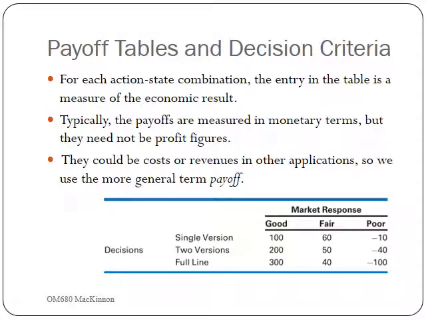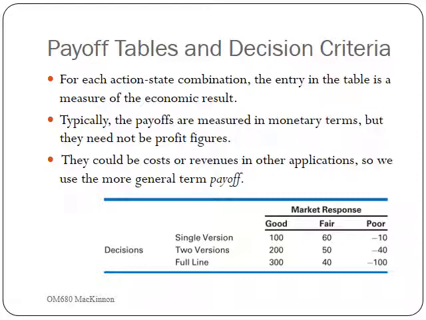So let's take a look at something we call a payoff table. For each action and state combination, there's an entry in the table. And usually it's some kind of economic measure. It's usually in monetary terms, but it doesn't have to be. There could be costs or revenues from other applications. So we call this not necessarily profit or revenue, we just call it payoff.